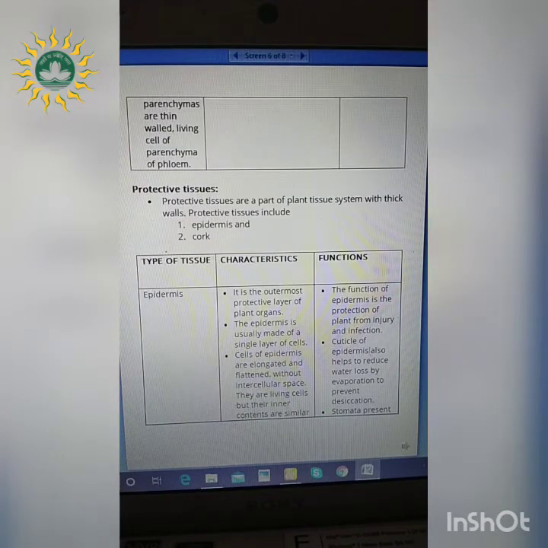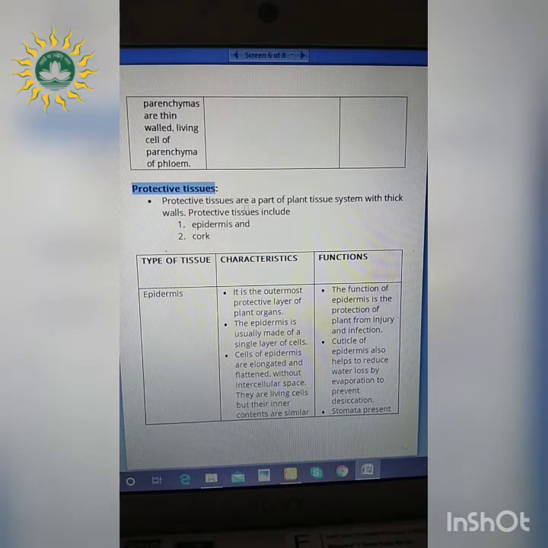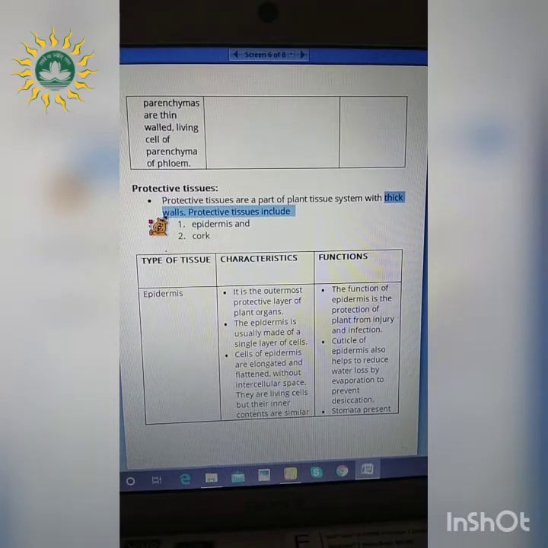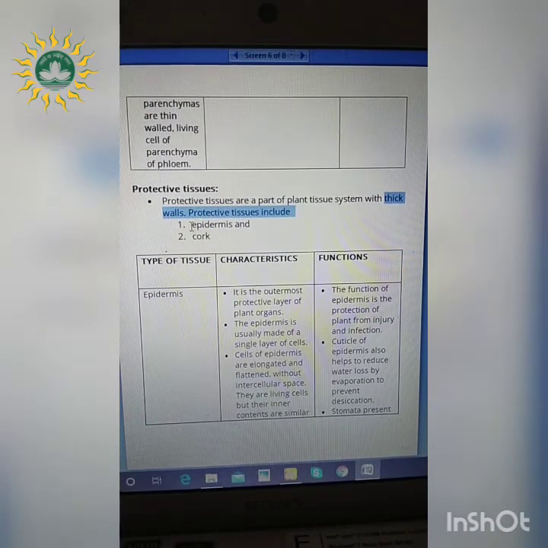So we'll move on to the next type of permanent tissue, that is protective tissue. The protective tissue is the part of the plant tissue system with thick walls. So this is one of the important criteria. It has thick walls in nature. Two types are present. What are those? Epidermis and cork.